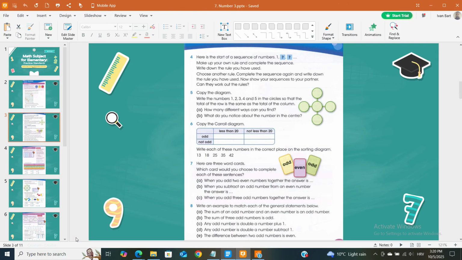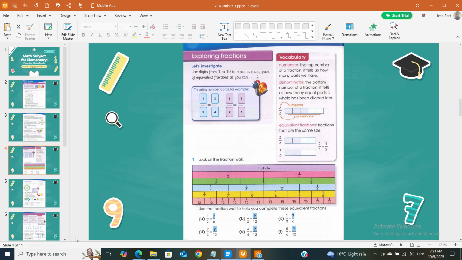Exploring fractions. Let's investigate. Use digits from 1 to 10 to make as many pairs of equivalent fractions as you can. Try using number cards, for example. Vocabulary.